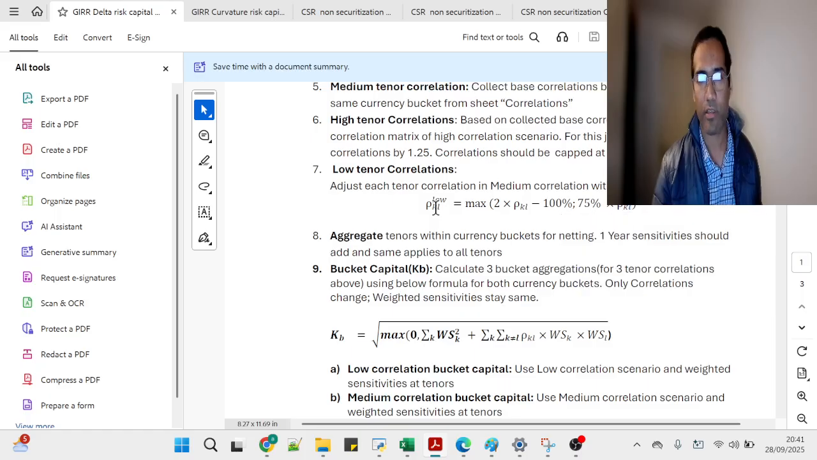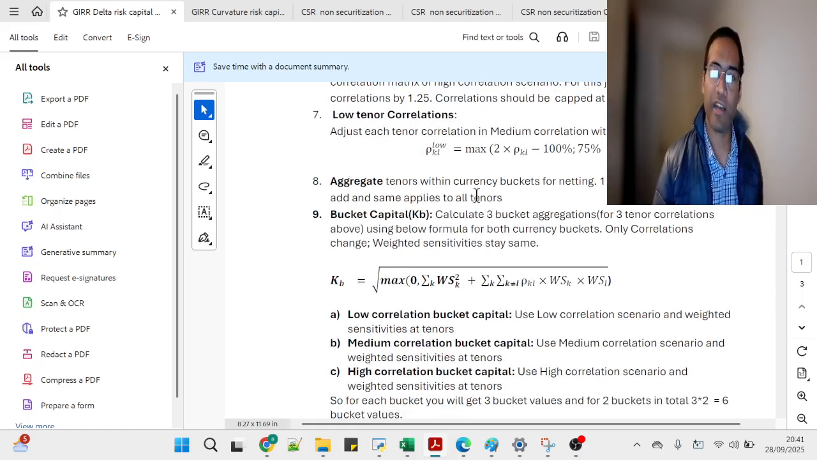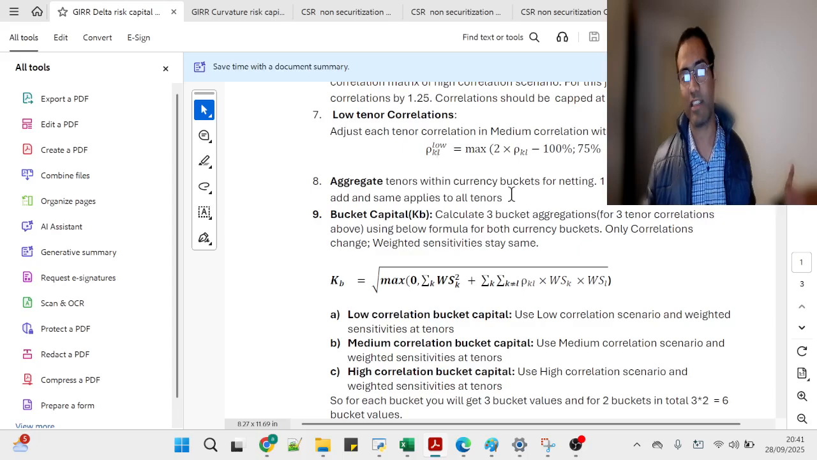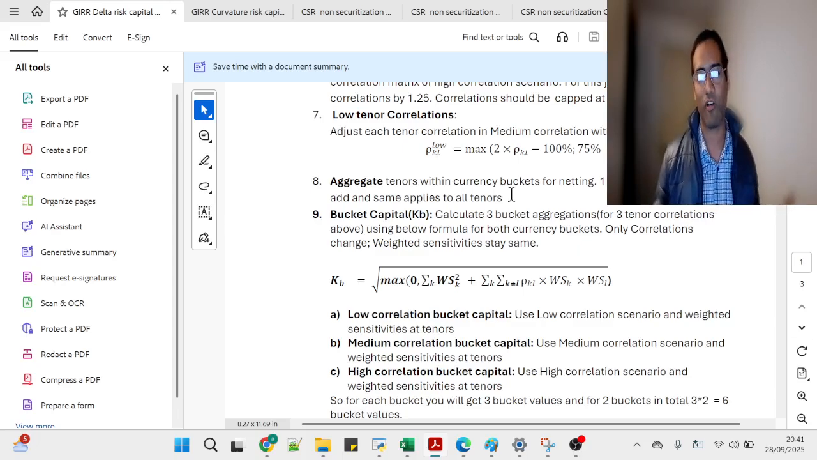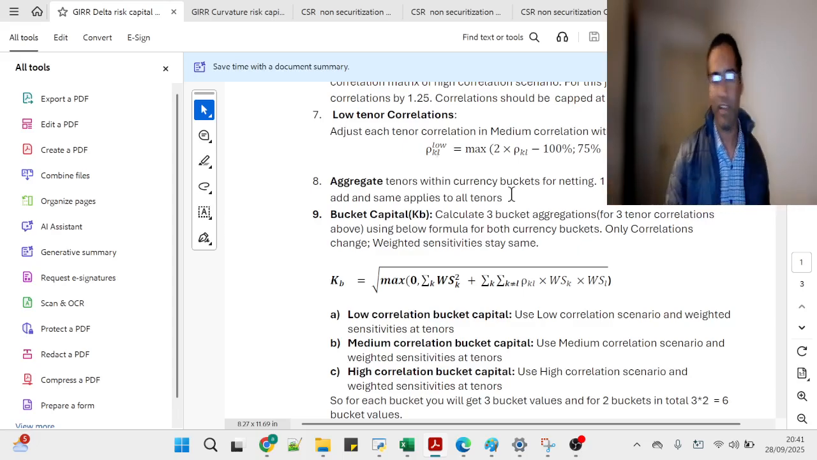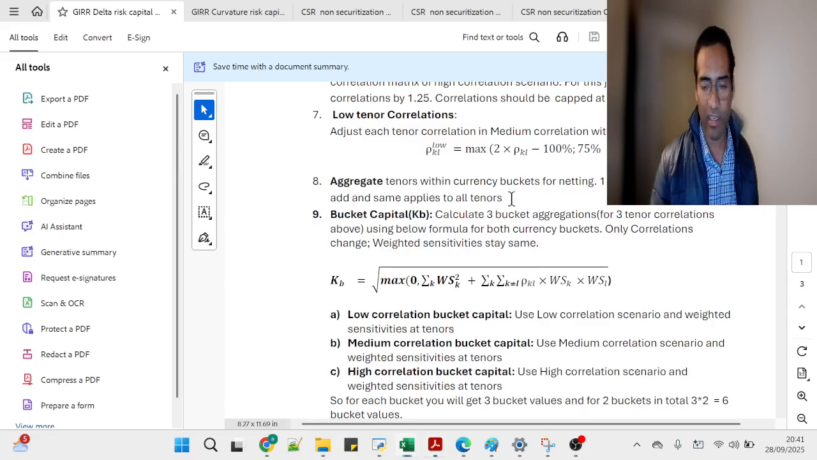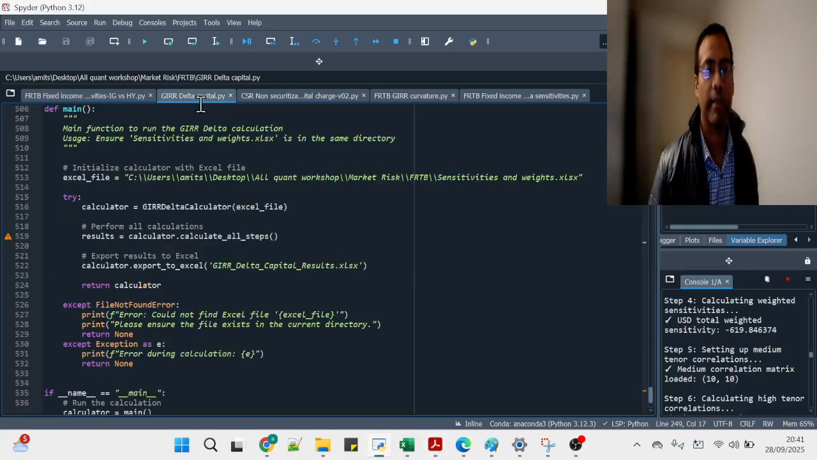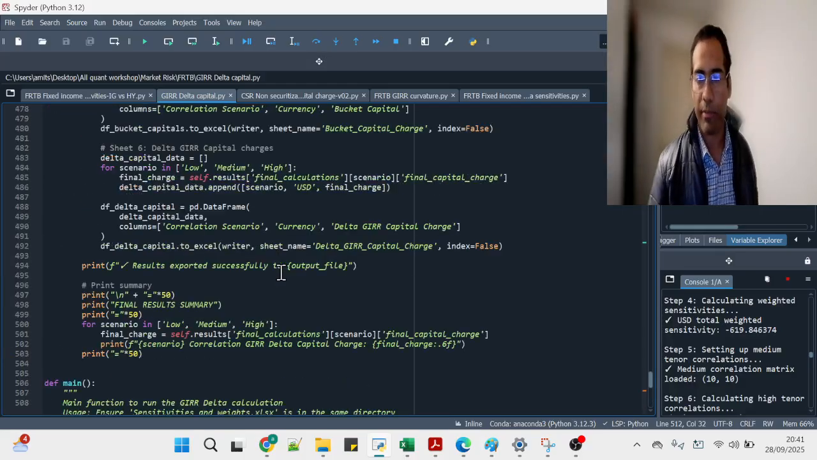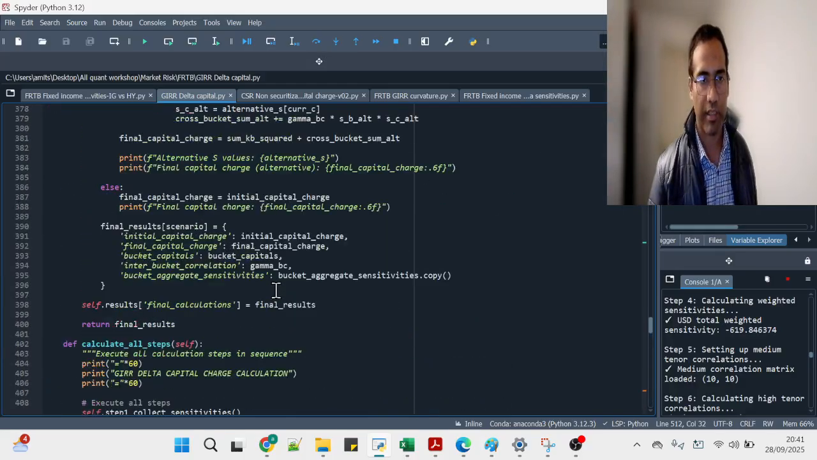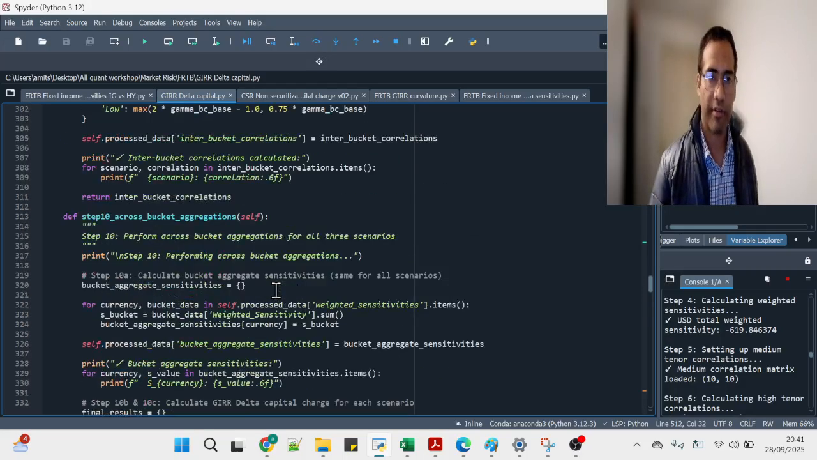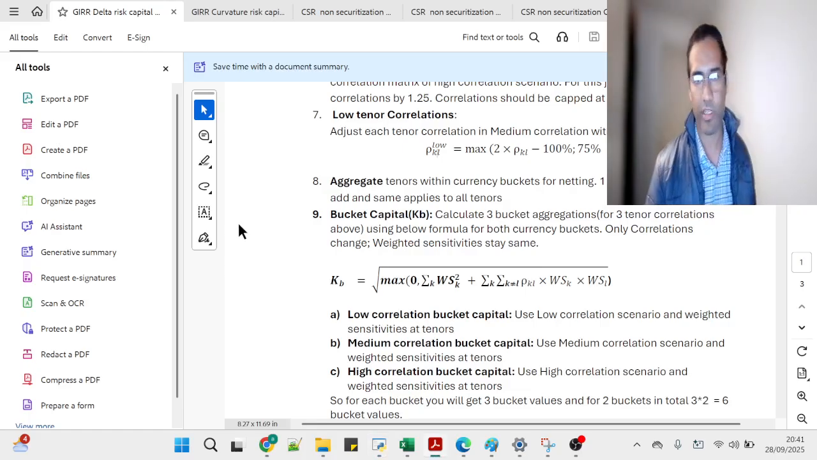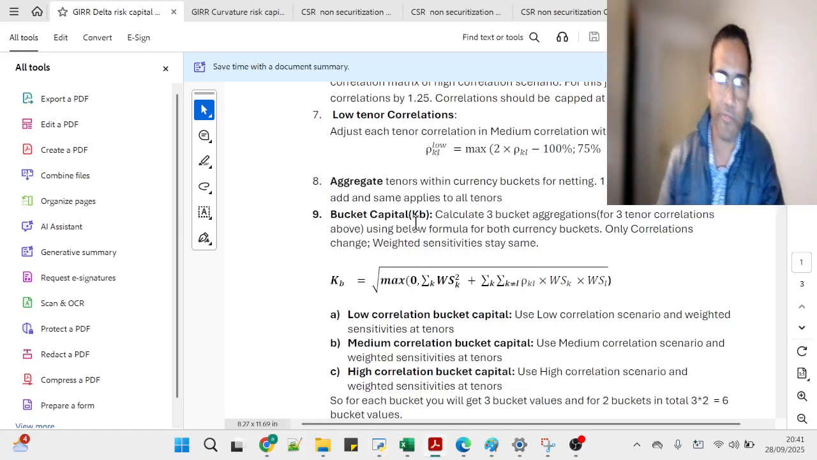Low correlation. Now it comes to aggregation. Once you have the weighted sensitivities and the correlations inside a bucket, you aggregate all the tenor sensitivities inside a bucket. I will give this program to you on GitHub. You can run it and get a good understanding. It is quite cool. It saves the data as well, every calculation it saves.